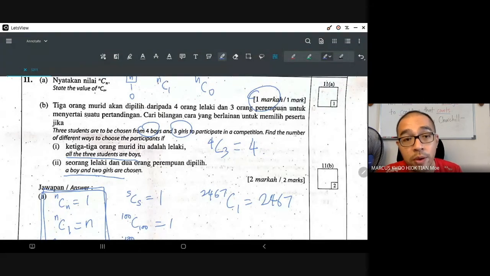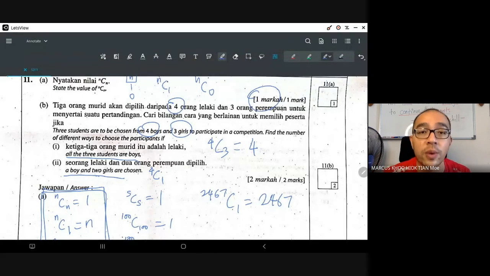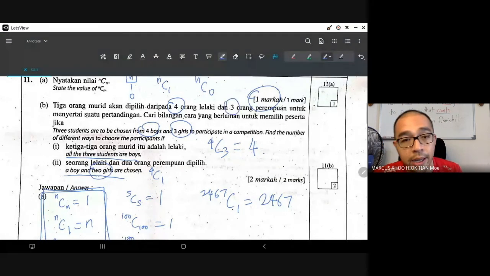The second one is 1 boy and 2 girls are chosen. So now we have to choose girls as well. We talk about the boy first. We only want 1 boy, so it's 4 choose 1. Why 4? Because there are 4 boys. How many boys do you want to choose? 1. So 4C1. But you have to talk about the girls. We want to choose 2 girls. How many girls are there? 3. So it will be 3C2.